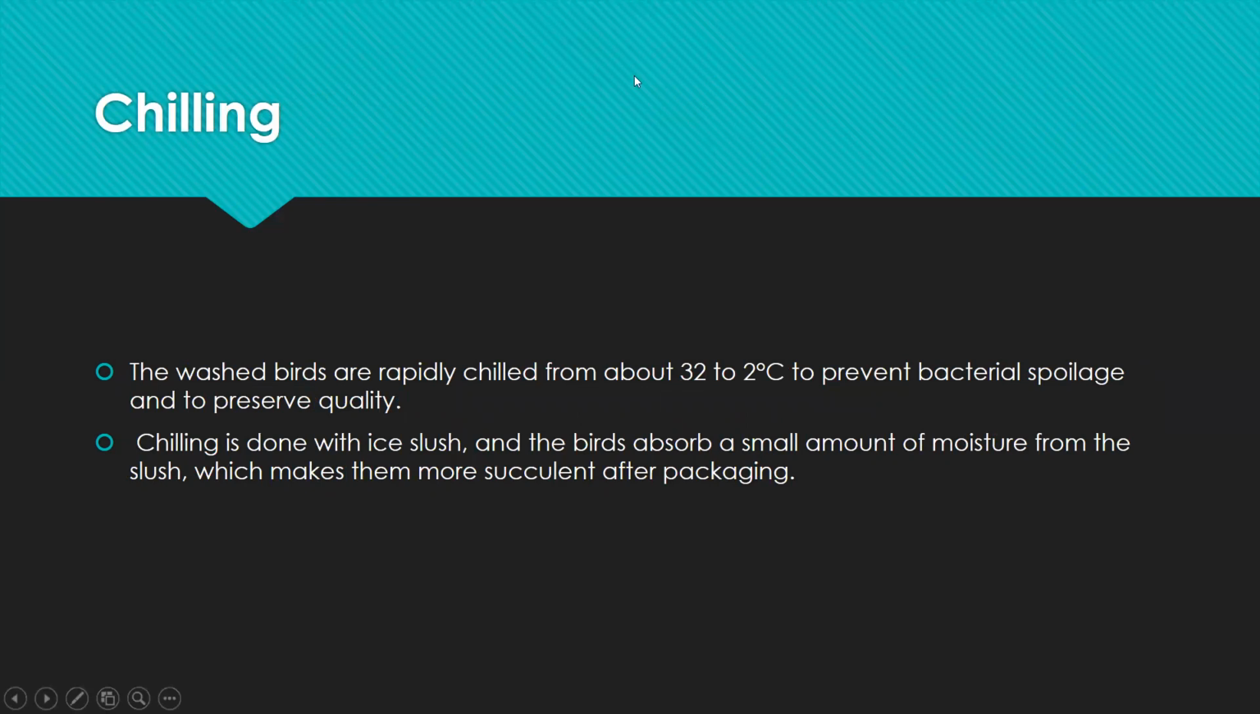The washed birds are rapidly chilled from about 32 to 2 degrees Celsius to prevent bacterial spoilage and to preserve quality. Chilling is done with ice slush, and the birds absorb a small amount of moisture from the slush, which makes them more succulent after packaging. Succulent means more juicy.